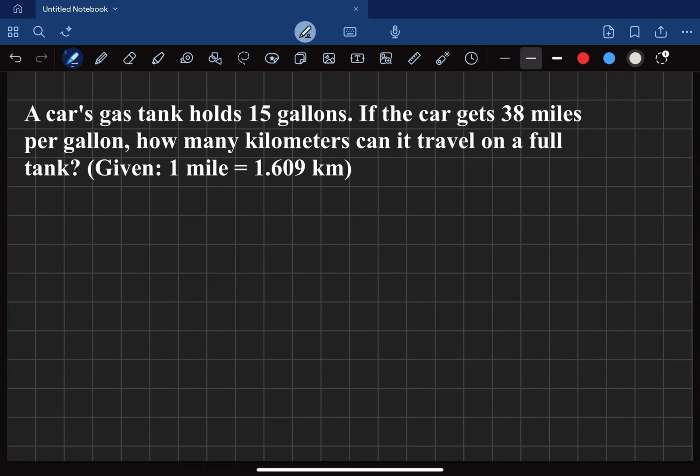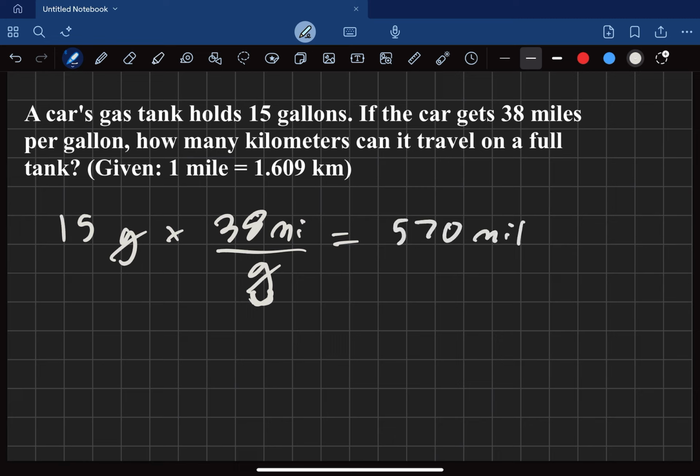The last question asks, a car's tank holds 15 gallons. If the car gets 38 miles per gallon, how many kilometers can it travel on a full tank of gas if 1 mile equals 1.609 kilometers? So let's write what we know. We know that 15 gallons is a full tank and that it gets 38 miles for every 1 gallon. So these gallons will cancel and we'll see how many miles we get out of one full tank. So let's do 15 times 38. 15 times 38 is 570. So that's how many miles a full tank of gas gets us.